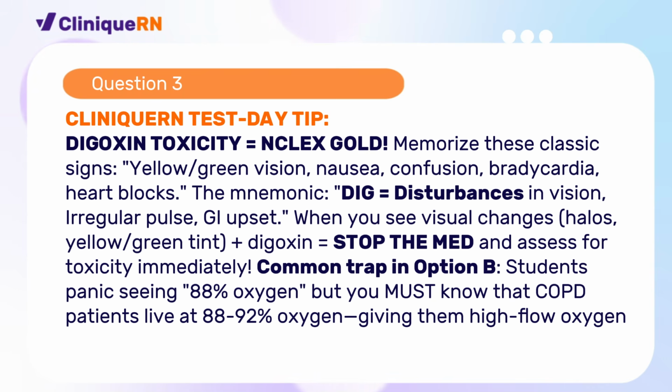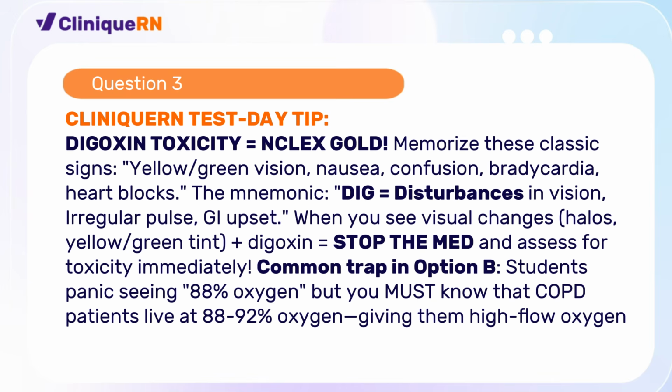Common trap in option B. Students panic seeing 88% oxygen, but you must know that COPD patients live at 88 to 92% oxygen. Giving them high-flow oxygen can actually remove their hypoxic drive and cause respiratory arrest. Never titrate COPD patients to 100% oxygen.